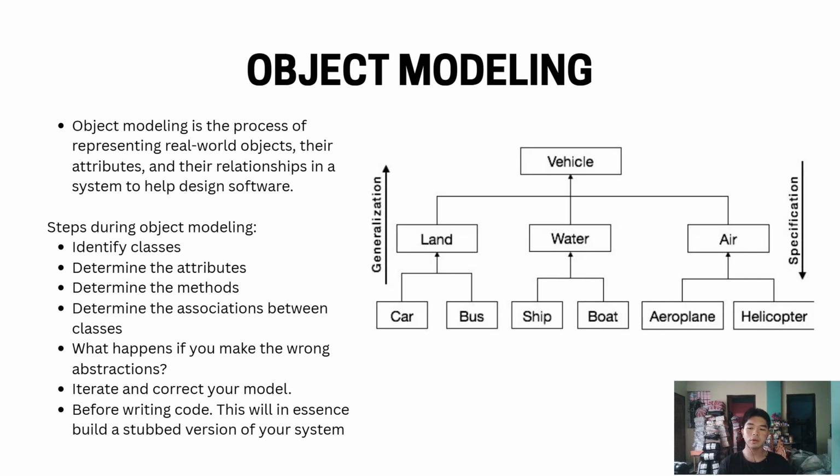And also, what happens if we make the wrong abstractions? First, we have to iterate and correct the model. So before writing code, this will in essence build a stub version of your system.